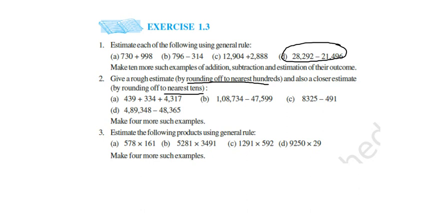Now we will see the first problem. Second problem, first part. What is given here? Second problem question: 439 plus 334 plus 4317. Now we are rounding off the given numbers.